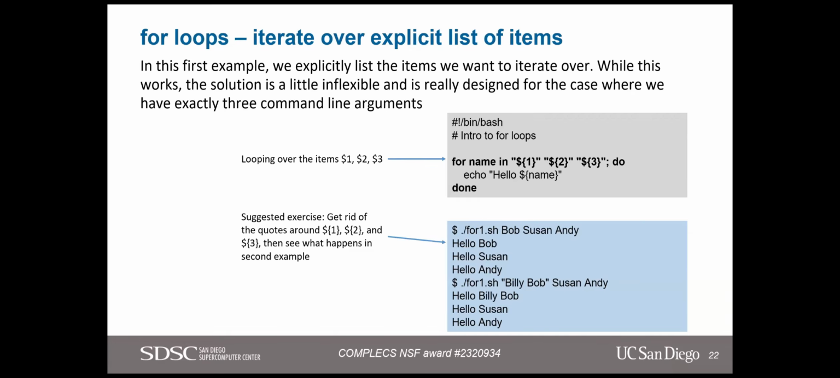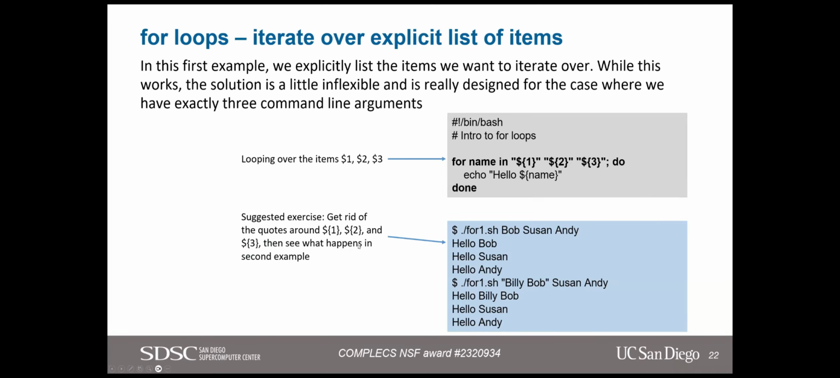Recall that we mentioned that spaces were important. So if you have a name that is multiple names together, you can't just say Billy Bob, Susan, and Andy. You need to put quotes around it to ensure that it realizes that it is one name. So in addition to the quotes in the script itself, you need to put quotes around the parameter itself as well when you submit it.